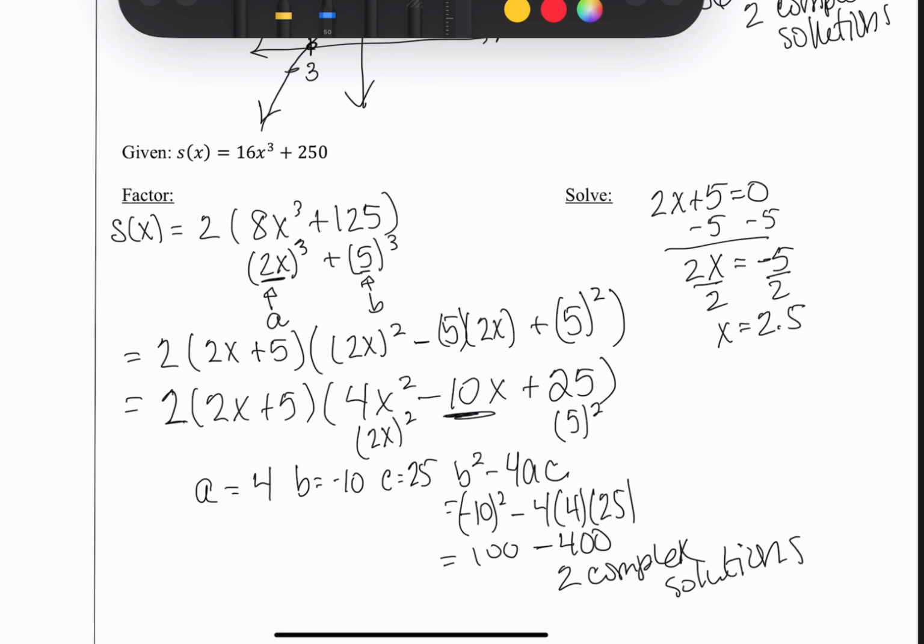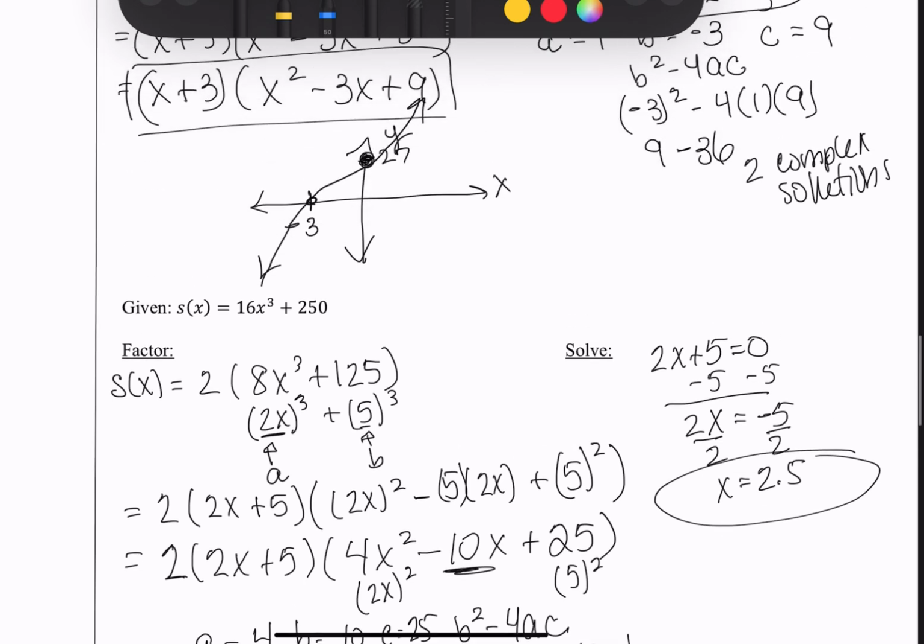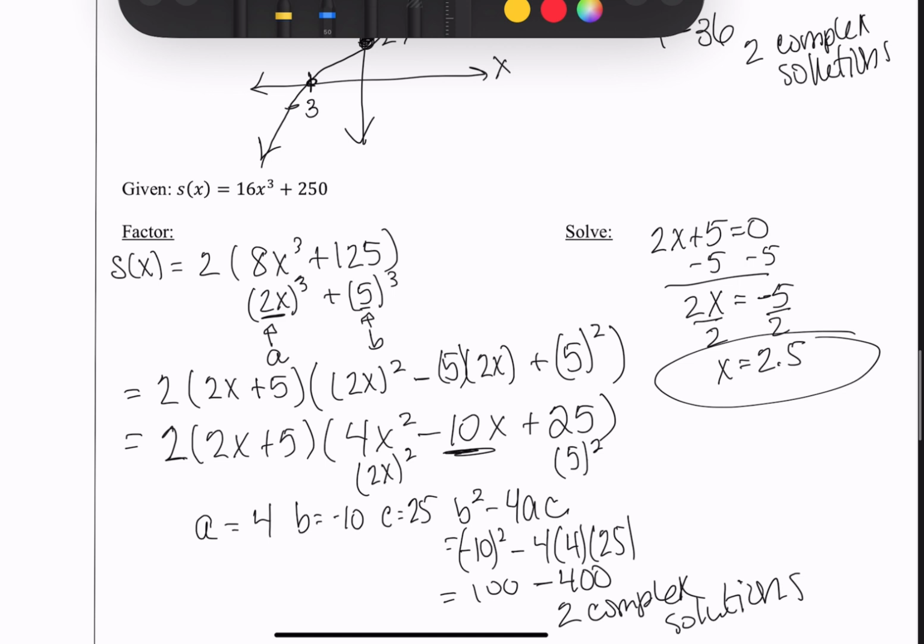You won't be able to see those on a graph. So my only real solution is x equals 2.5. And I'm not going to graph this. It's going to look very similar to our last graph, but it's got a y-intercept at 250. All right, so factored form is going to look like this. And then the only real solution is x equals 2.5.